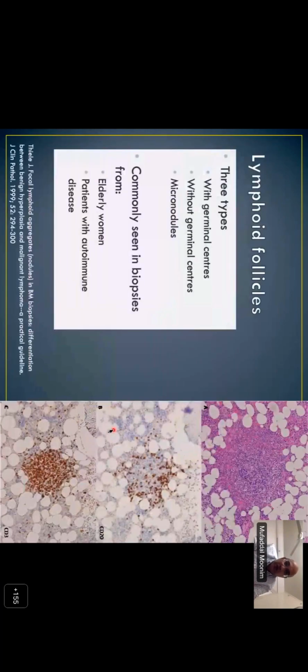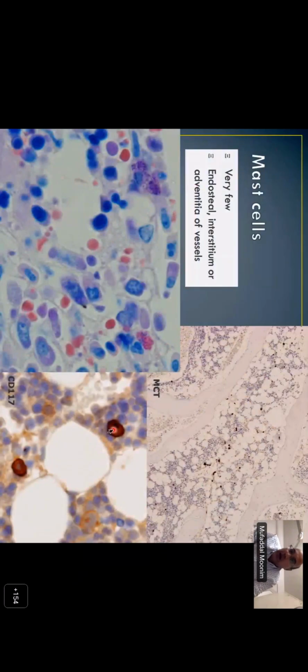And the third type, which I call micronodules, are usually small collections of CD8 positive T lymphocytes. And these are invariably seen after viral infection. So very, very commonly seen when the marrow is recovering from an infective insult. The other type of cell that you can identify in the marrow is the mast cell.